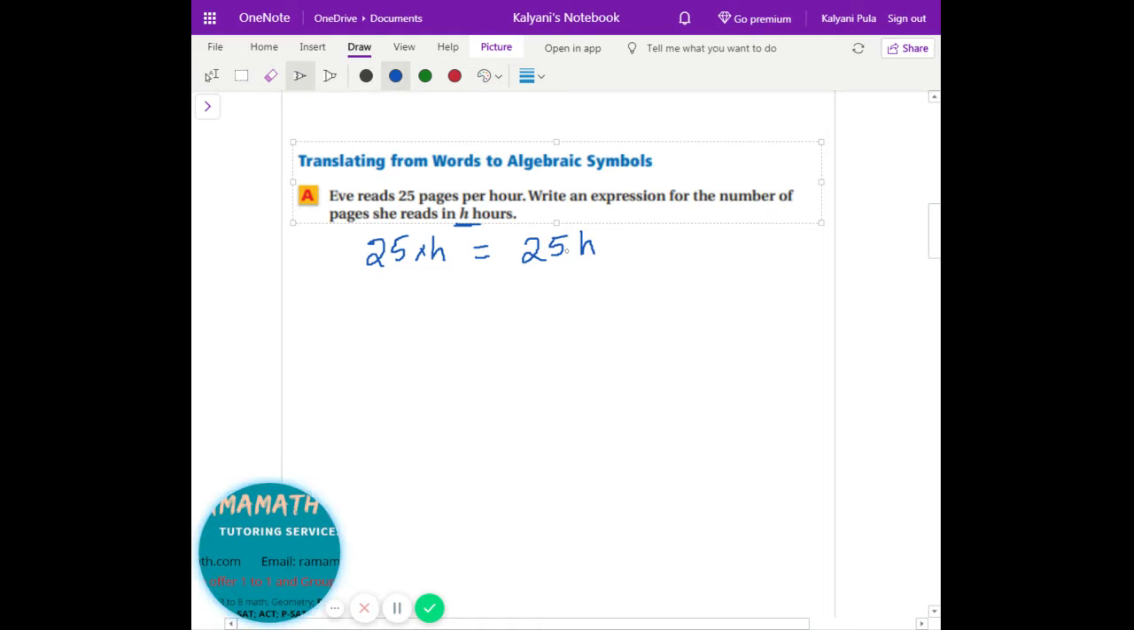In algebra, if you don't see a symbol in between a number and the letter, it means it's always a multiplication. Remember that.